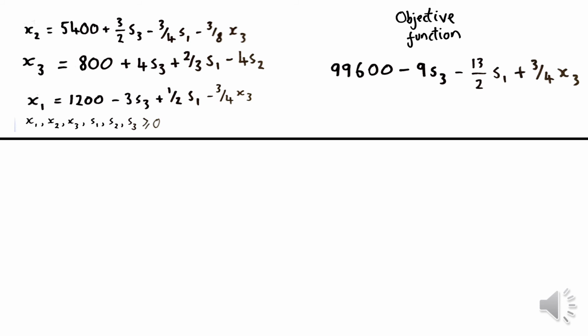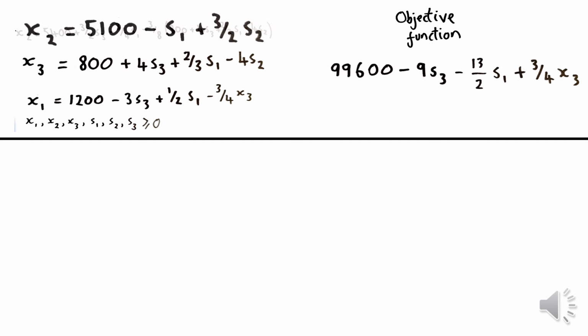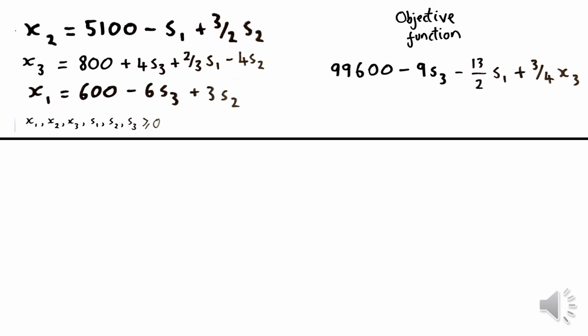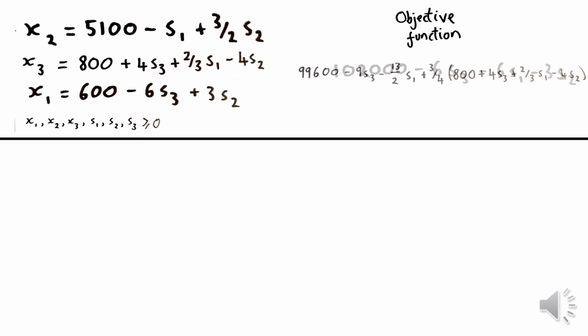Let's do another set of substitutions, this time substituting x3. We can substitute into the first constraint and then simplify. We substitute into the third constraint and then simplify. And finally, we substitute into the objective function and then simplify.